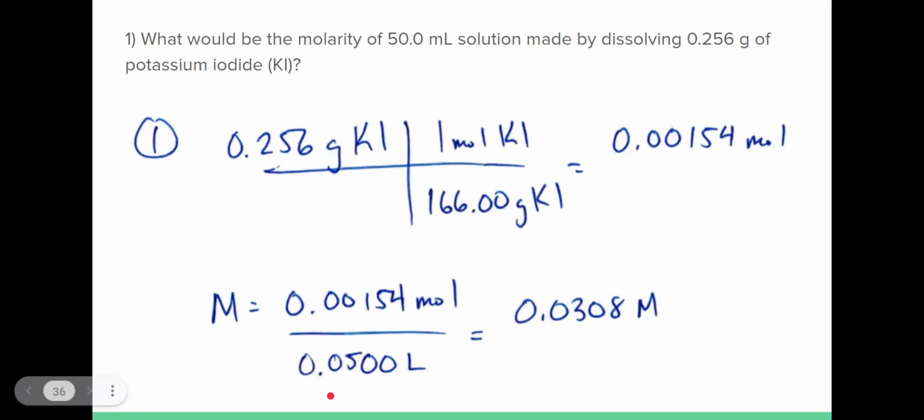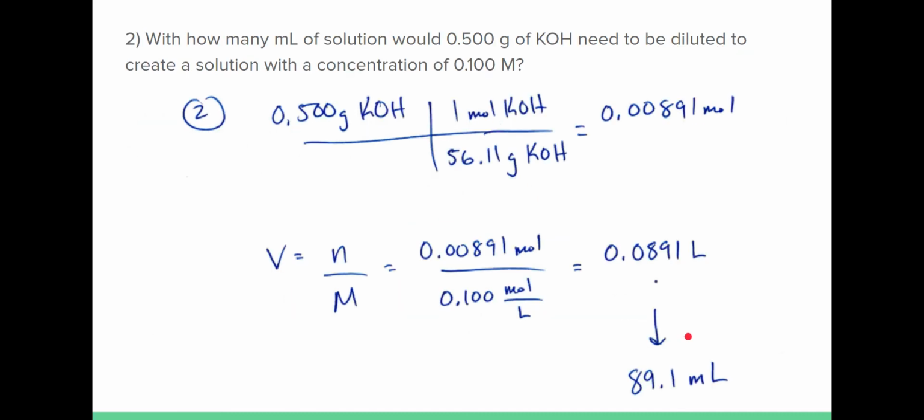For problem number 1, we're solving for the molarity, so the first goal is we have to get our number of grams converted into moles. That comes out to be 0.00154 moles. And then I simply substitute that into my molarity equation. I also have to make sure that my volume is being expressed in liters and not milliliters. The final concentration should come out to be 0.0308 molar.